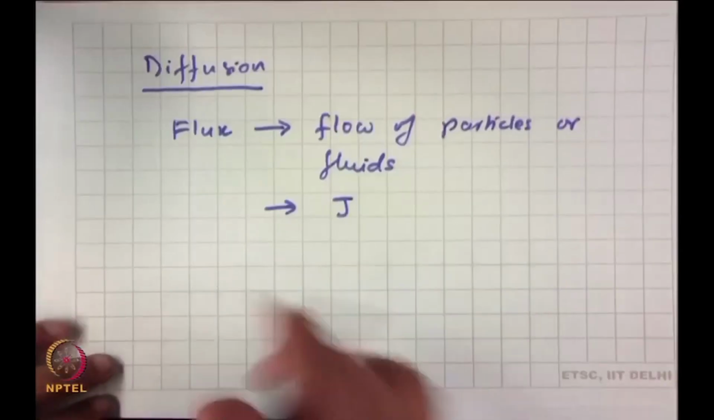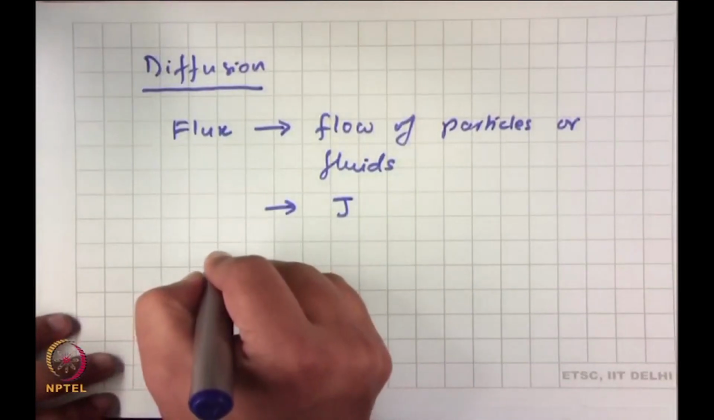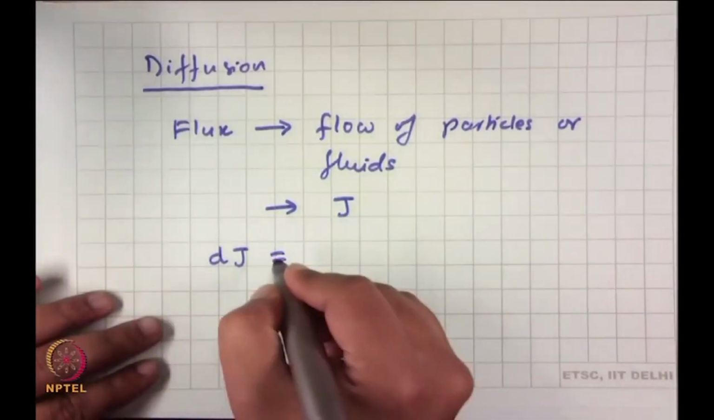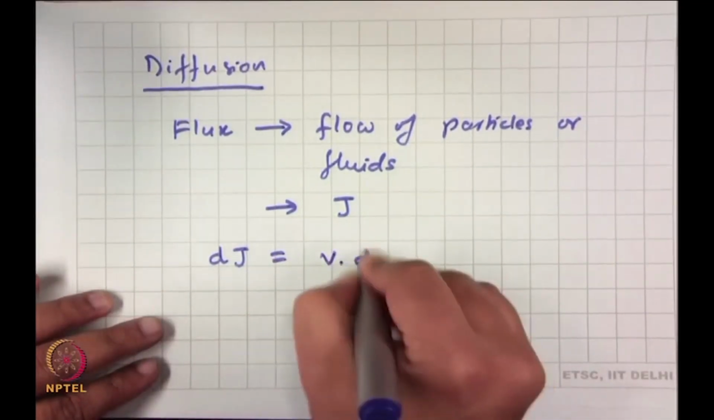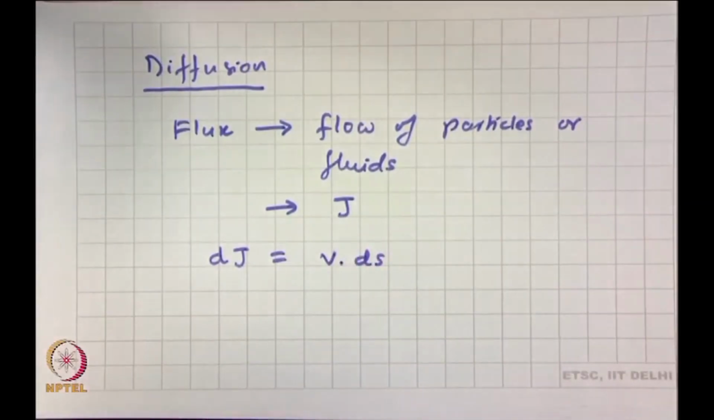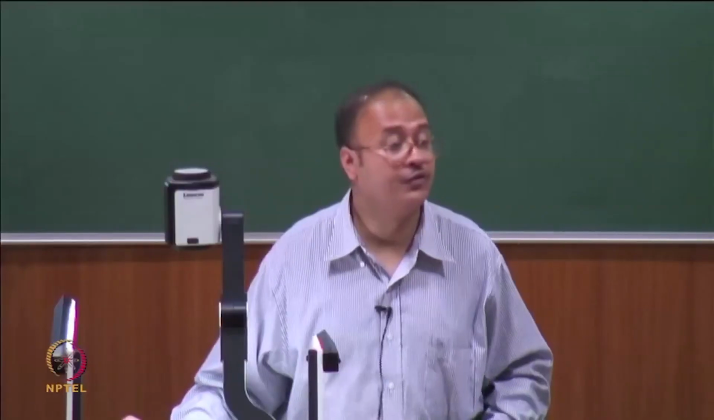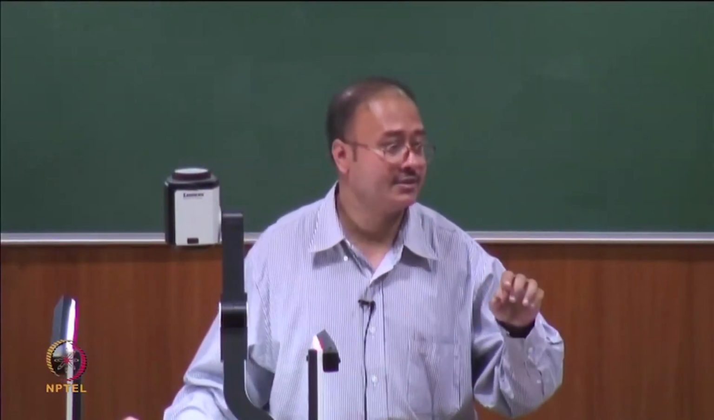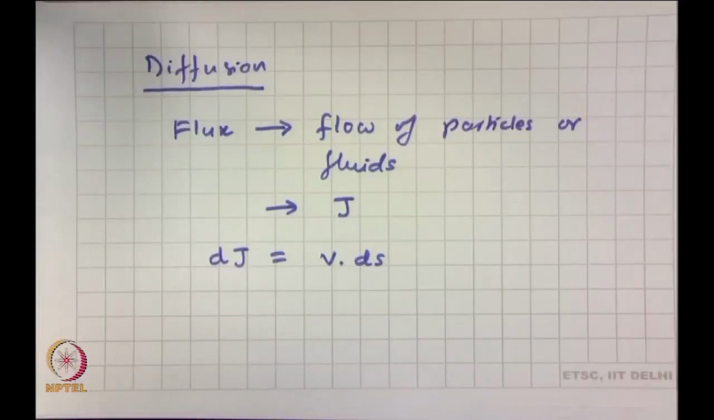So, let me write down the expression. What happens is this: dJ, that means a small element of J, is equal to v dot dS. So, what you are looking at is dJ, which is equal to a dot product of two vectors. The first vector is v, and the next one is dS, where S corresponds to a certain surface area essentially, and that is another vector for you, right. And remember, when you have a dot product of two vectors, the final form you get is a scalar, which is essentially your dJ, right.